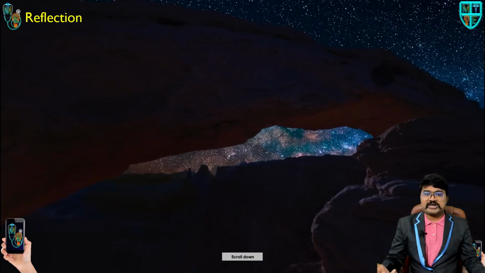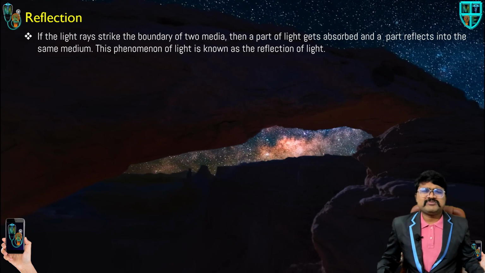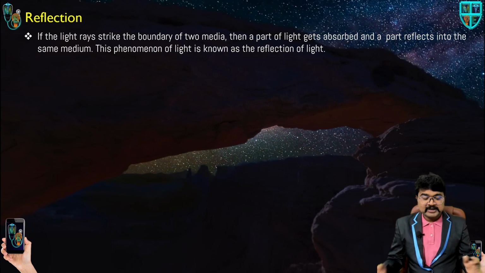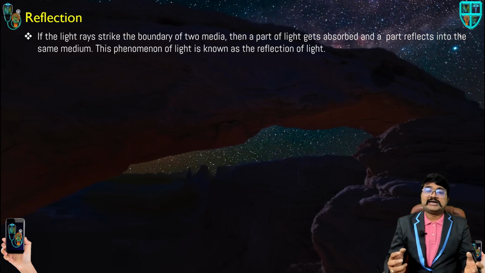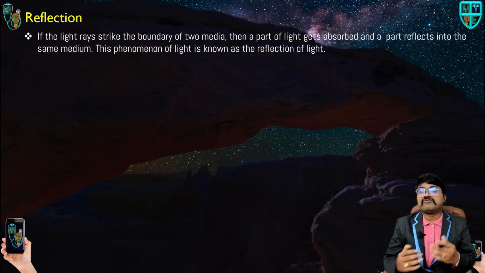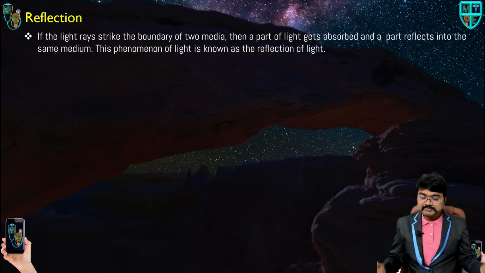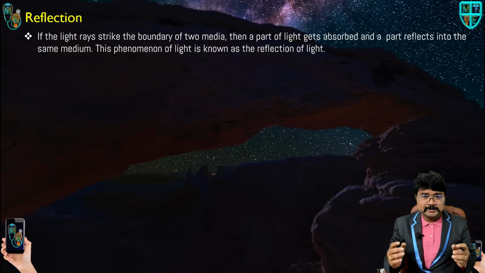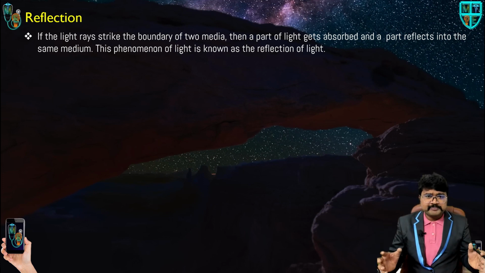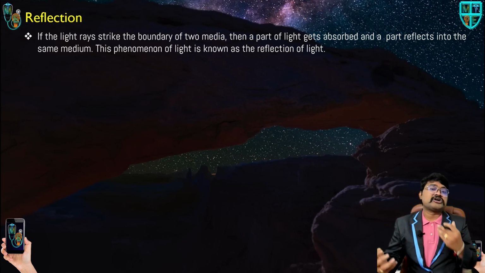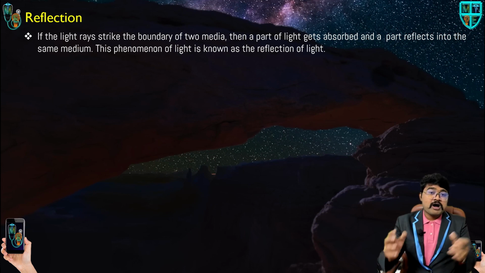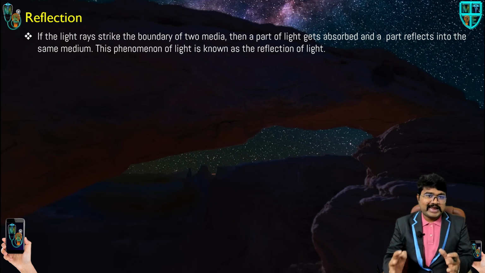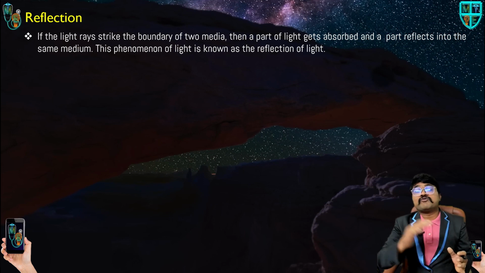First, what is reflection? See here, if light rays strike the boundary of two media, then part of the light gets absorbed and part of the light will be reflected into the same medium. Here, some amount of light is incident on the body; in that, some fraction of the light will be absorbed by the body. Some fraction of the light will be reflected from the body.